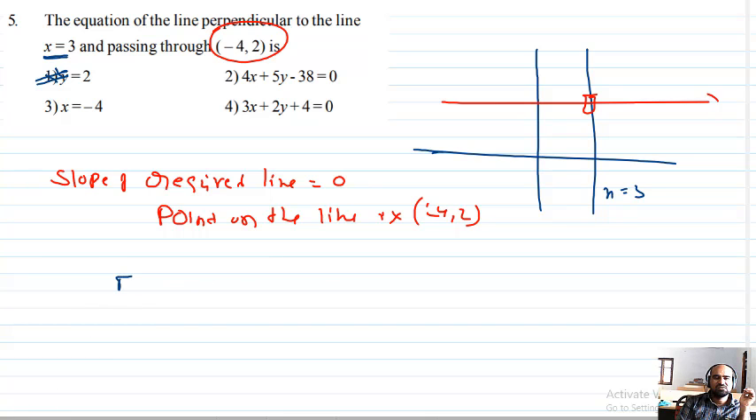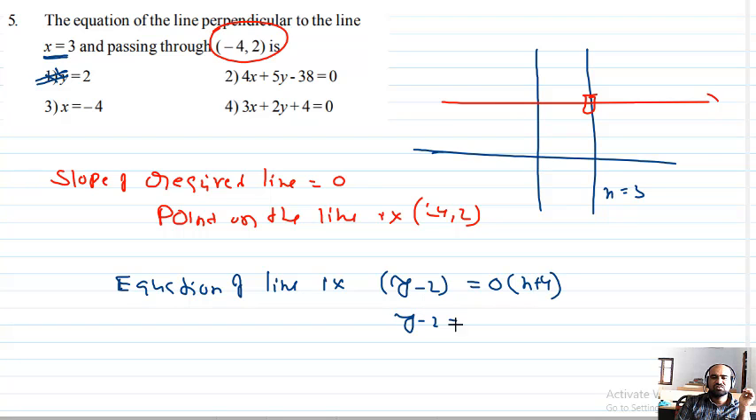Equation of the line is y minus 2 equal to 0 into x plus 4. So y minus 2 equal to 0. So this is the required straight line. In the objective you can directly see the answer, or using the formula also we will get the same thing.